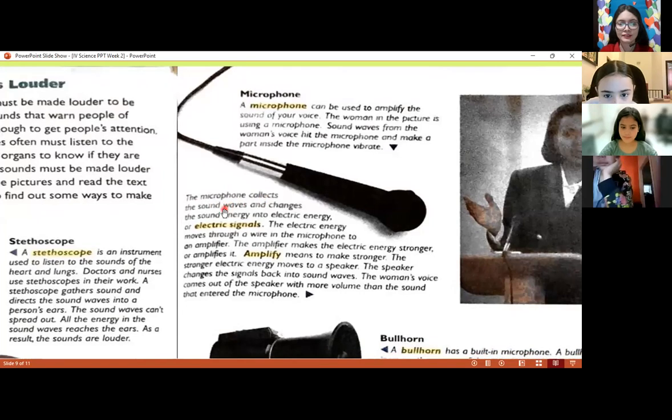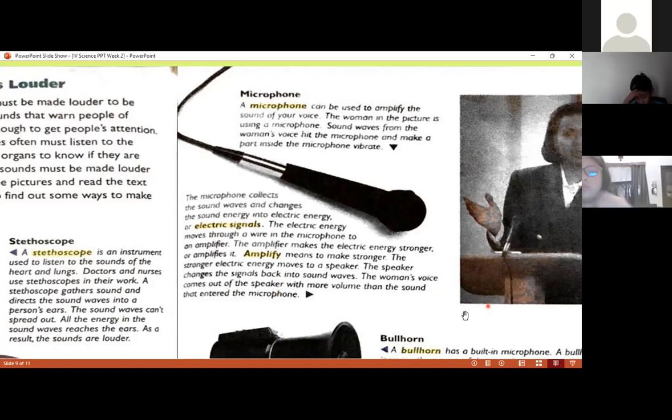Continue here. The microphone collects the sound waves and changes the sound energy into electric energy, or an electric signal. The electric energy moves through a wire from the microphone to an amplifier. The amplifier makes the electric energy stronger, and then changes the signal back into sound waves. Amplify means to make stronger. The woman's voice comes out of the speaker with more volume than the sound that entered the microphone.